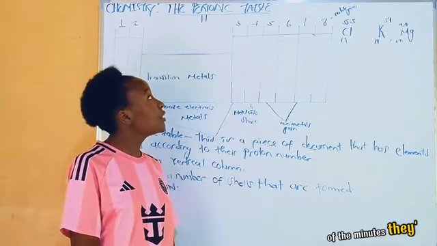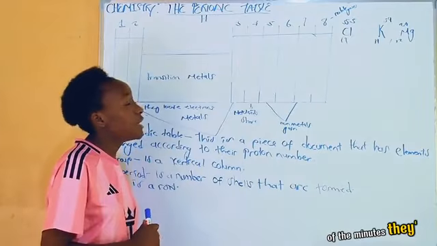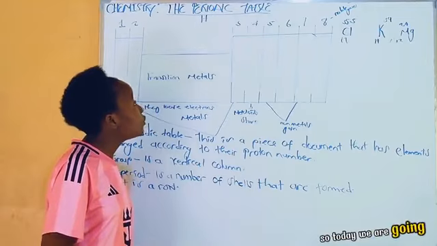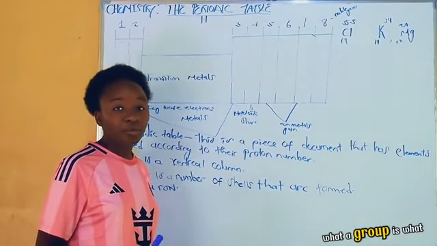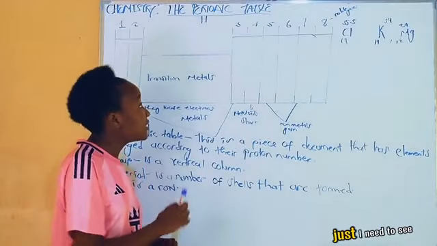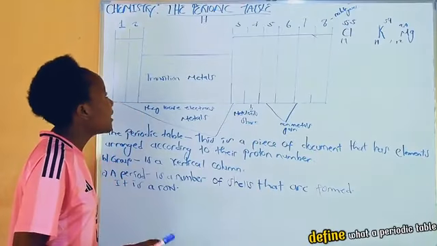Today we are going to be looking at chemistry, specifically the topic which is the periodic table. We are going to look at what a periodic table is, what a group is, and what a period is. First, let's define what a periodic table is.